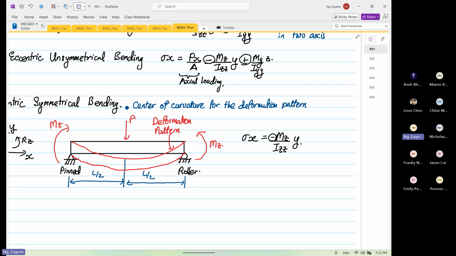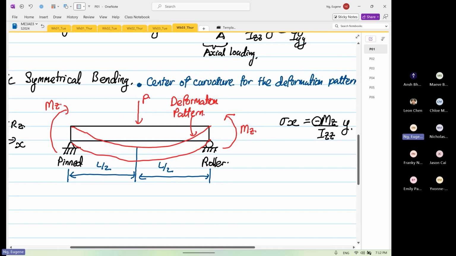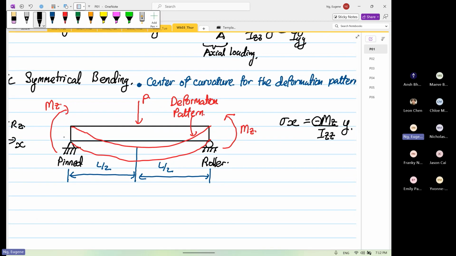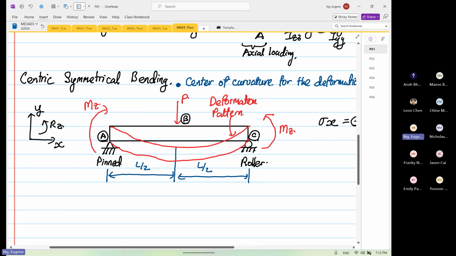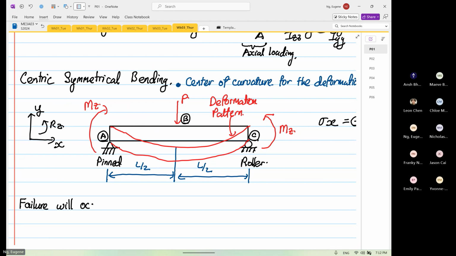Now let's look at the deformation pattern. I'm going to call this point over here point A. At the center where the force is applied is point B, and the last point over here is point C. And we are aware that failure will occur at point B. That's why we calculate our stresses all at point B.